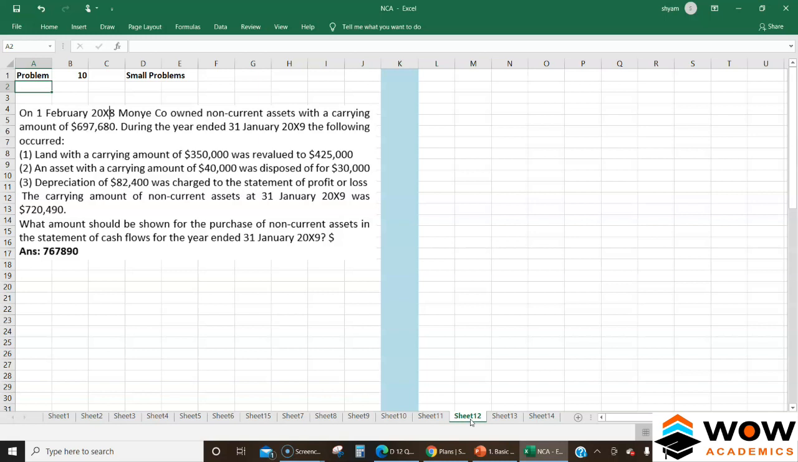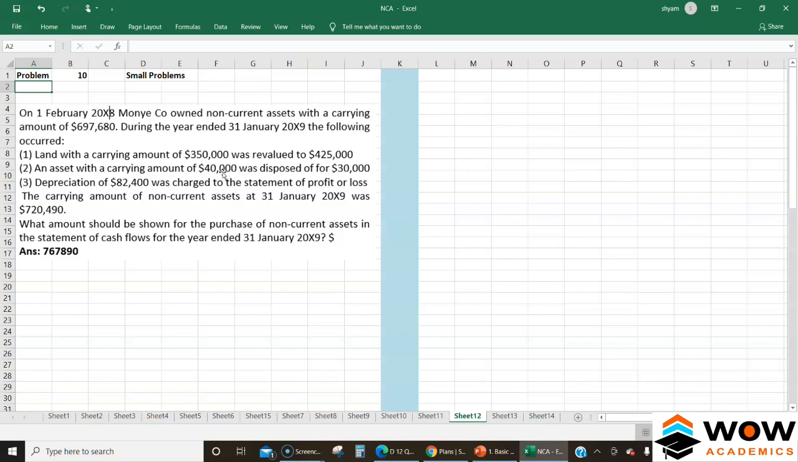The next question is, on 1st February 2018, Monaco owned non-current assets with a carrying amount of 6,97,680. During the year ended 31st January 2019, the following occurred. So their opening value is this. Let's see what happens. Land with a carrying amount of 3,50,000 was revalued to 4,25,000. So the value of it is increasing. An asset with a carrying amount of 40,000 was disposed of for 30,000.